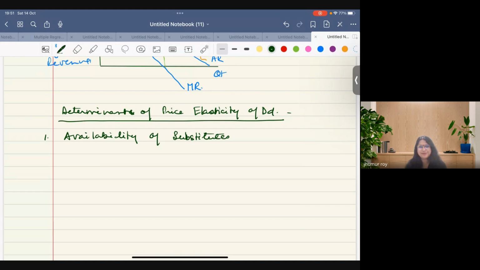Please think and tell me. Suppose you talk about the soft drinks market. Now, you like drinking Coke, but suddenly you go to a shop and he says Coke is very expensive today. You have to pay double the price. What will you do? Will you buy Coke or will you buy something else?